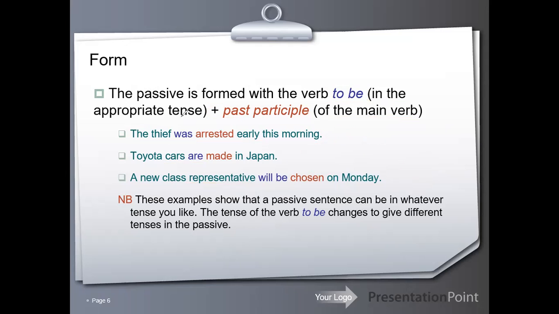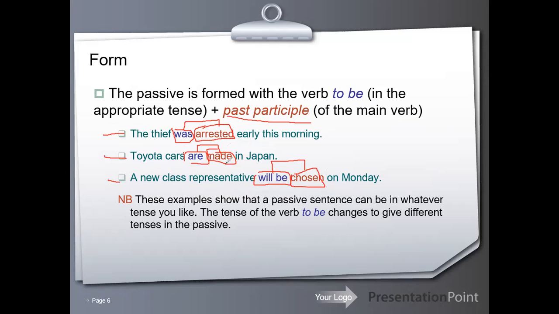Aquí está la estructura. Verb to be plus past participle, right? In the appropriate tense. Okay? The verb to be plus past participle. In the third one, be in the future plus past participle. Lo que quiero que identifiquen es que no importa el tiempo de la oración, pero el verbo be va a depender del tiempo, ¿ok? Más, lo que sigue siempre va a ser pasado participio.